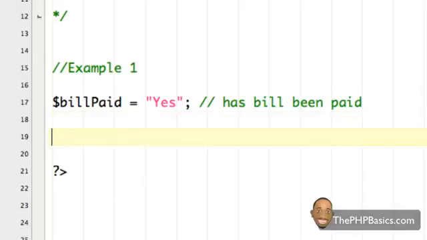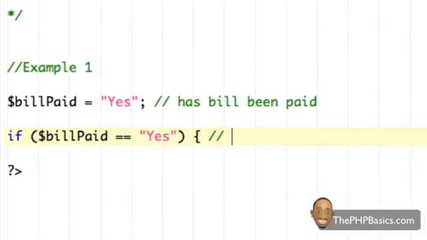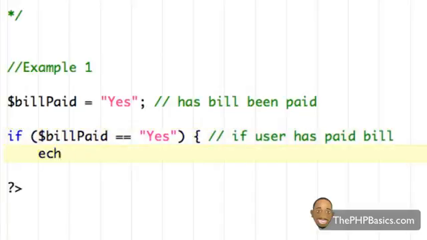So anyway, moving on, I'm going to start my if statement, open my parentheses, and I'm going to say if bill paid is equal to the string yes, close my parentheses, open my curly brace. In comments, I'm going to say if user has paid bill. And this just allows me again to quickly know what exactly this part of the if statement does. Then on a new line, I'm going to say echo your account is in good standing.